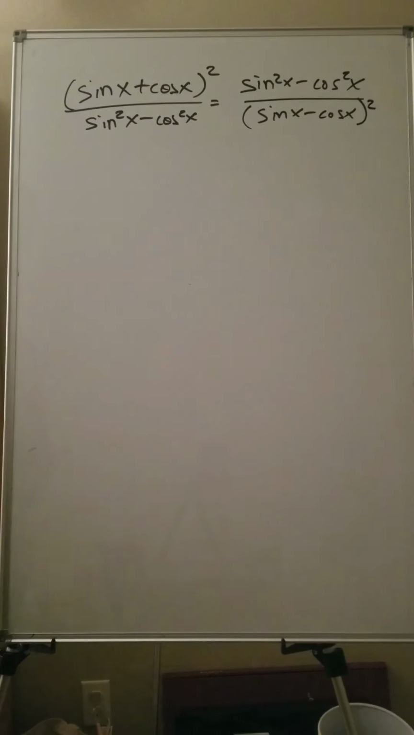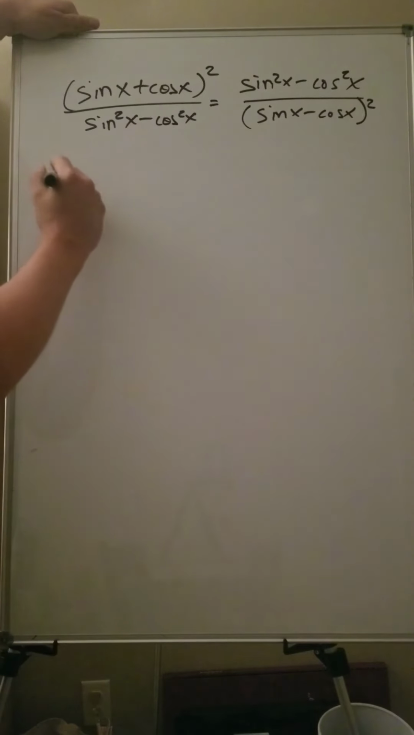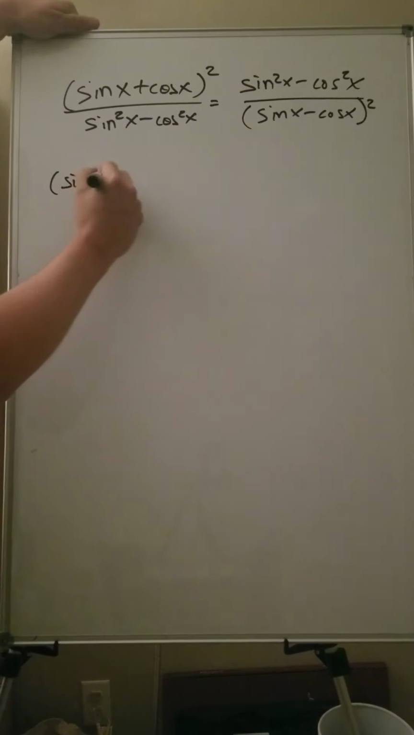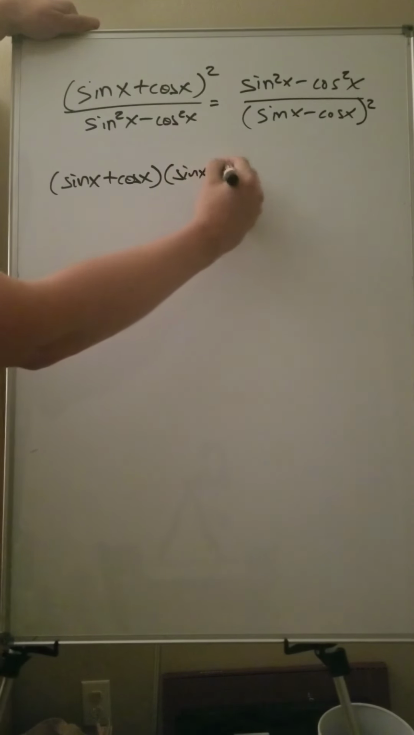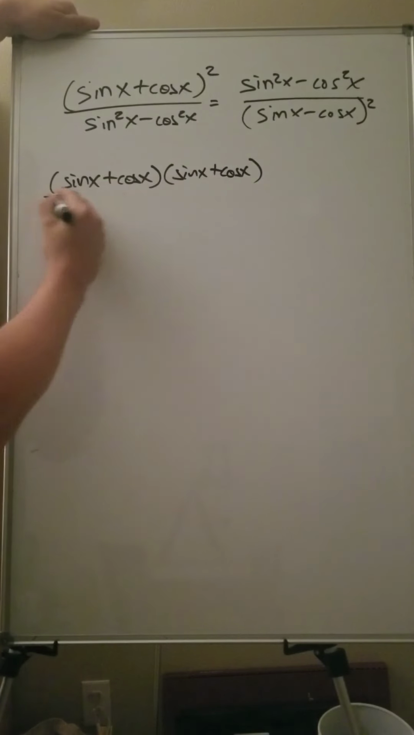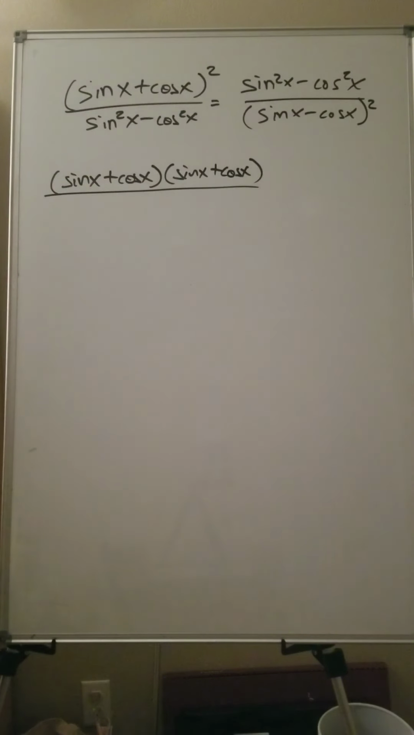So on the left-hand side on top, I have sine x plus cosine x squared. Well, sine x plus cosine x squared is the same thing as sine x plus cosine x times sine x plus cosine x. Right? That's what it means to have a quantity squared. It means multiply it times itself. So all I did was expand the top.